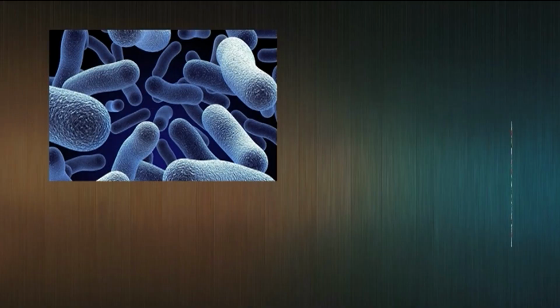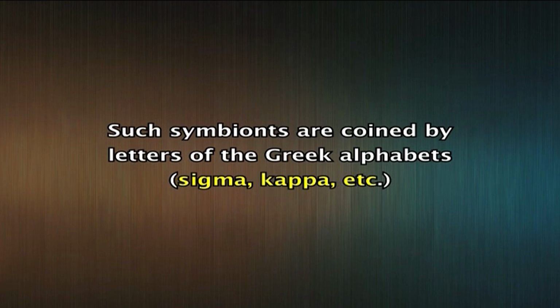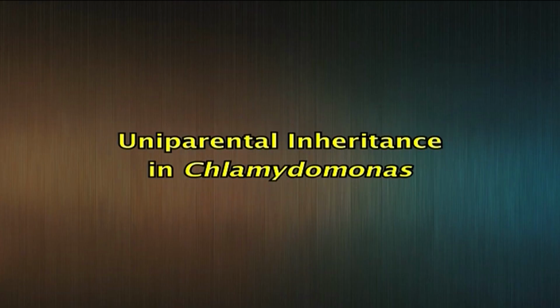Certain intracellular parasites such as bacteria and virus particles maintain a symbiotic relationship with host cells. They are self-reproducing and look like cytoplasmic inclusions. Sometimes they exhibit an infection-like transmission with a hereditary continuity of their own. Generally, such symbiotes are denoted by letters of the Greek alphabet, that is sigma, kappa or mu, etc. Number 4 is the uniparental inheritance in Chlamydomonas.